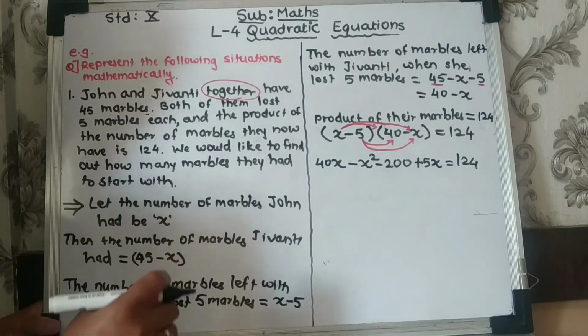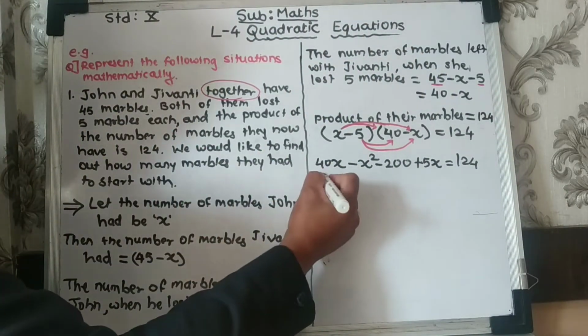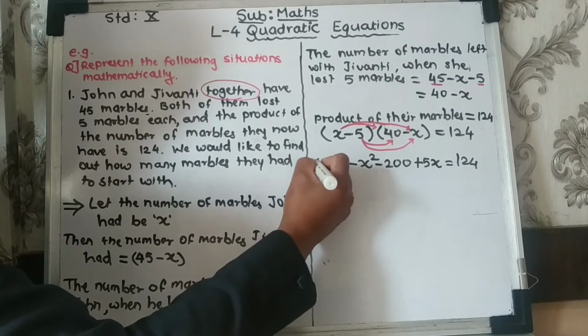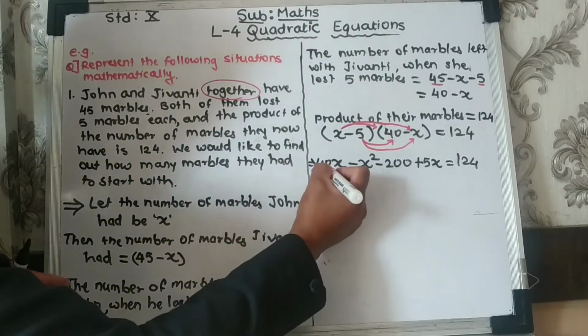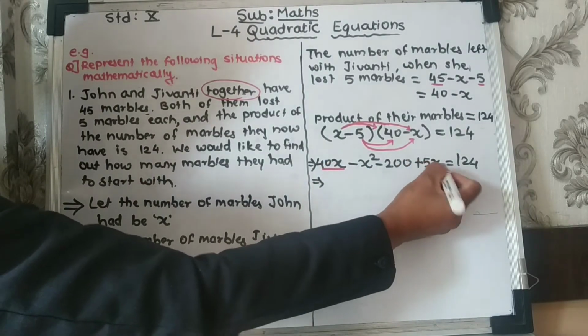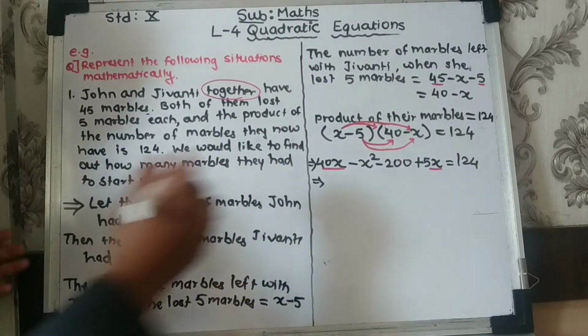Now we are going to add and subtract the like terms. See, 40x and 5x, those we will add.